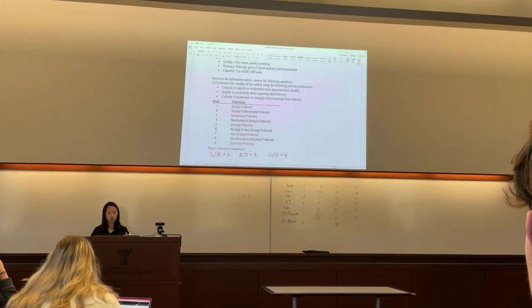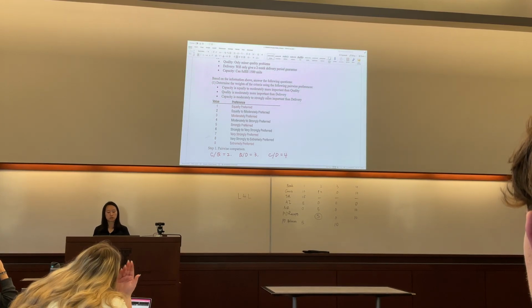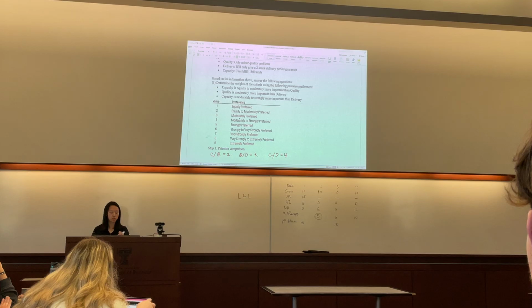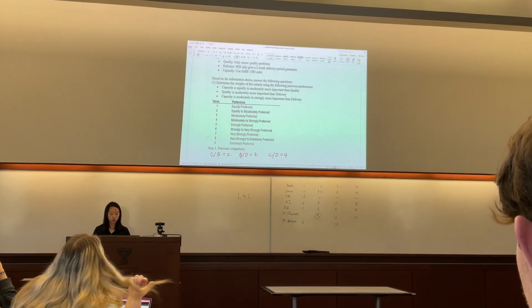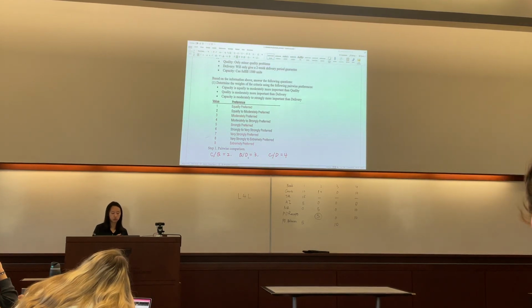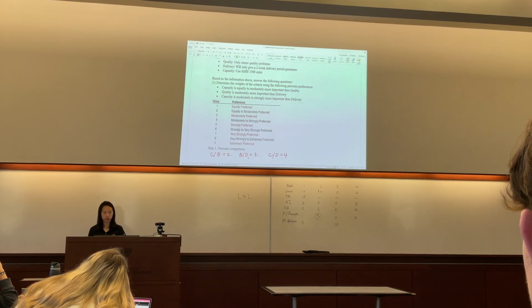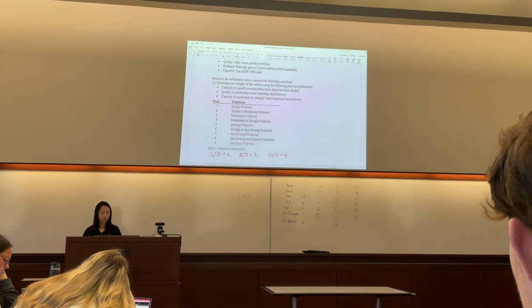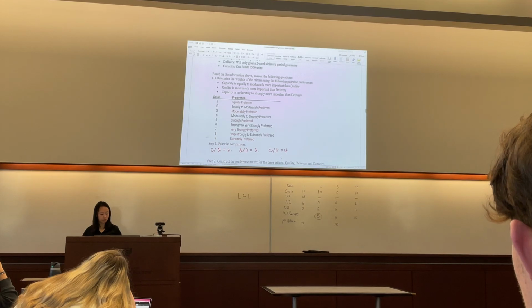And quality is moderately more important than delivery. Moderately preferred has a value of 3 according to the reference table. So Q divided by D, or Q versus D, equals 3. Quality is 3 times more important than D, and so on and so forth.